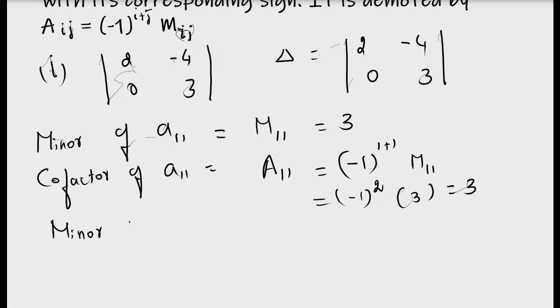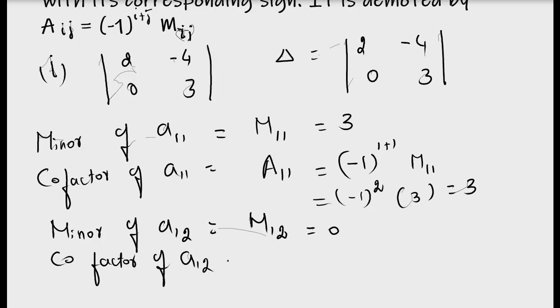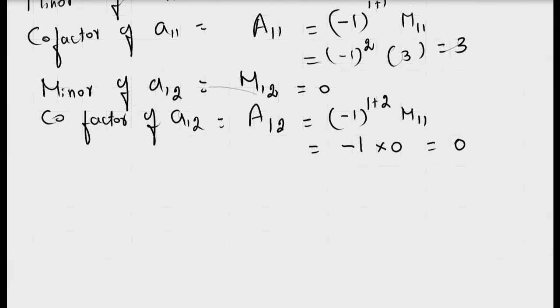Similarly, minor of a12 is M12, which is equal to 0. Cofactor of a12 is A12, which is equal to minus 1 to the power of 1 plus 2 times M12, which is nothing but minus 1 to the power of 3, which is minus 1 into 0, which is equal to 0.